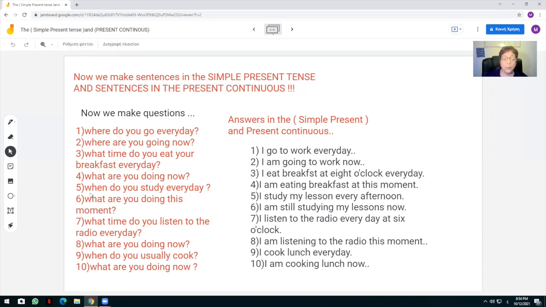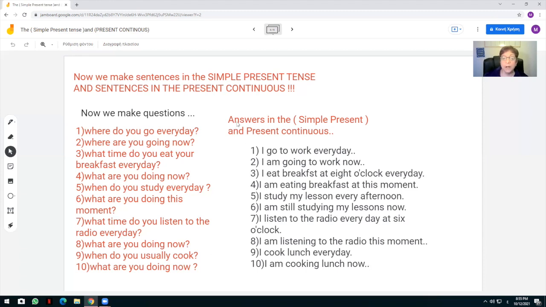5. When do you study every day? 6. What are you doing this moment? 7. What time do you listen to the radio every day? What are you doing now? When do you usually cook? And what are you doing now?